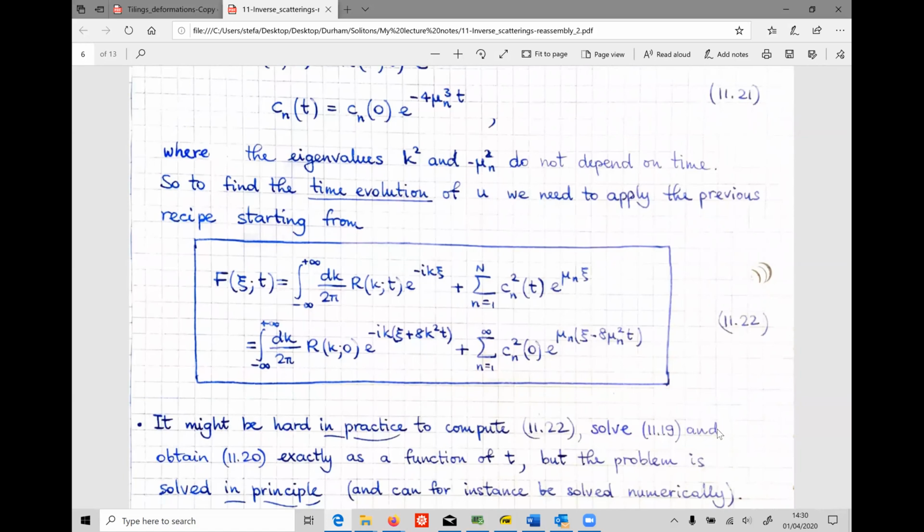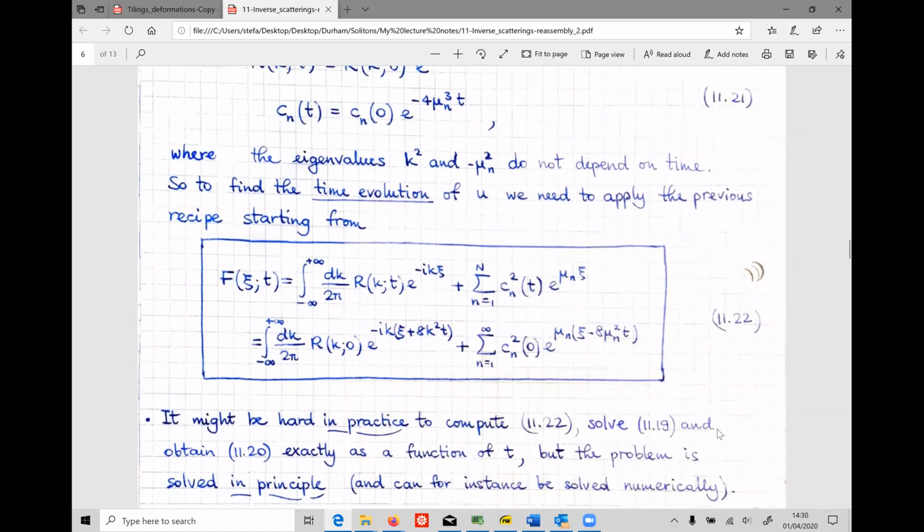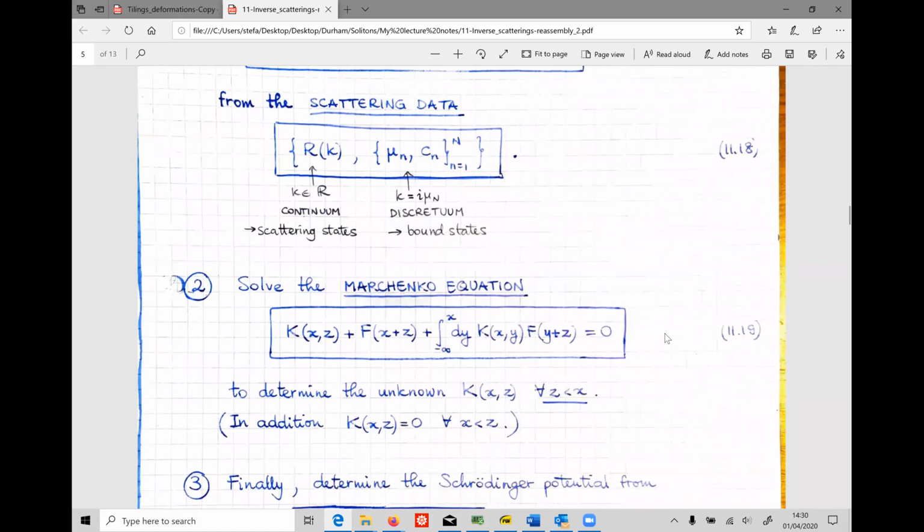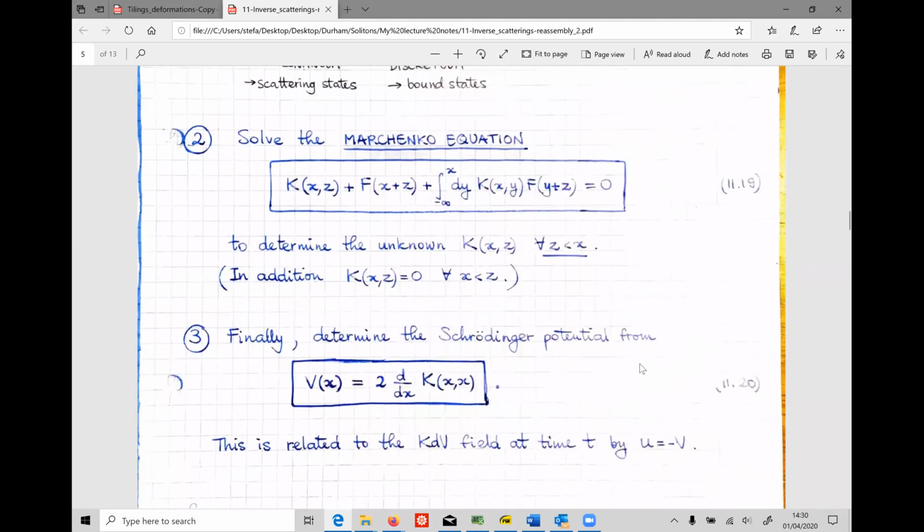Okay, so then, you know, it might be hard in practice to compute explicitly or analytically, to find a closed formula for the function f of xi at all times t. So that's in 11.22. And then to plug it into equation 11.19, the Marchenko equation, find the integral kernel k of x and z at all times t, and eventually take its x derivative once we set x equal to z to obtain the potential V of x, or the KdV field, at any KdV time t.